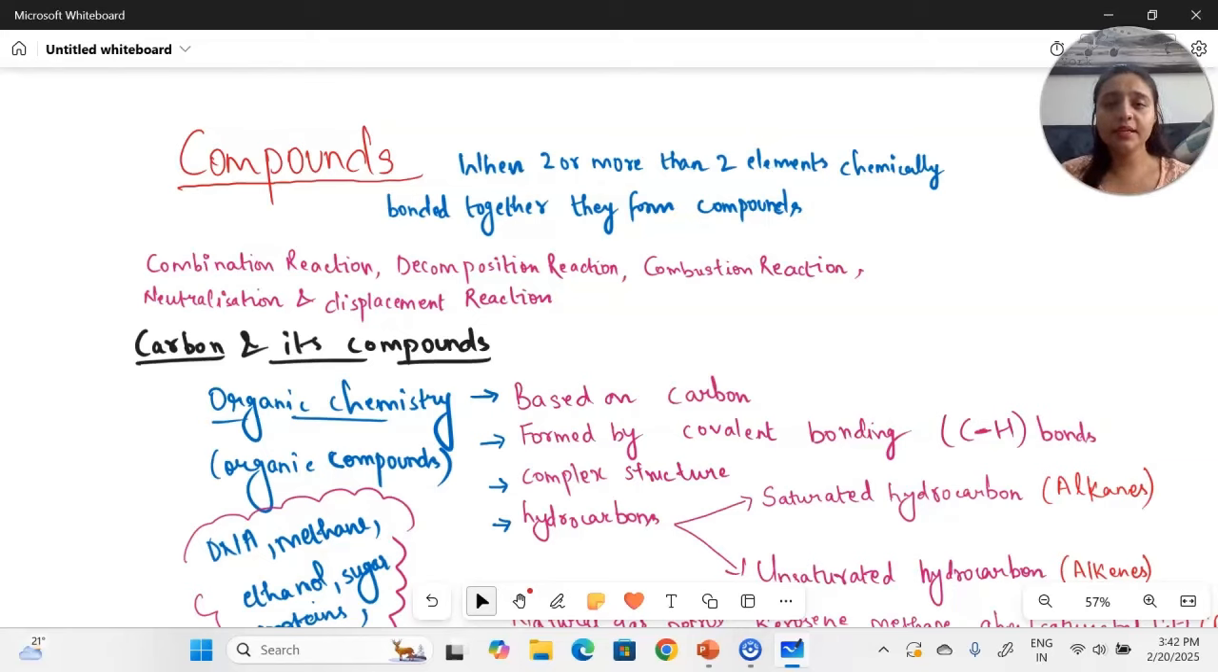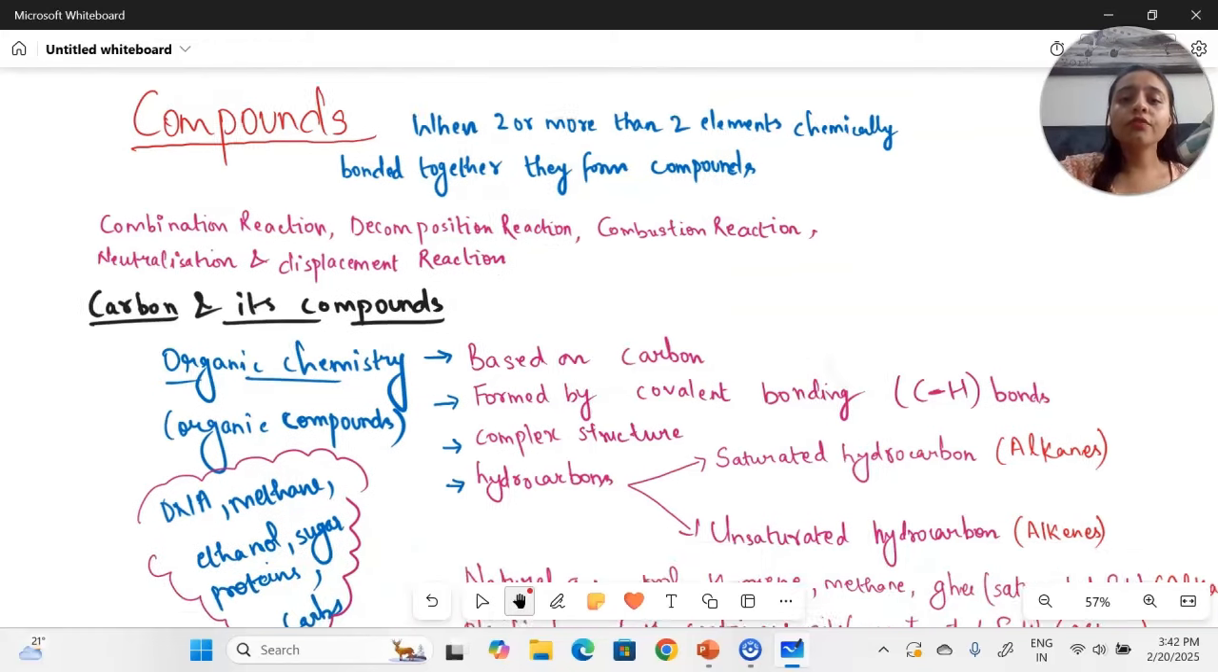We have seen certain compound formations in chapter 1 of class 10, where we saw different reactions take place to form certain compounds, such as combination reaction, decomposition reaction, displacement reaction, neutralization reaction, etc. Now we are particularly going to see how we form carbon compounds.